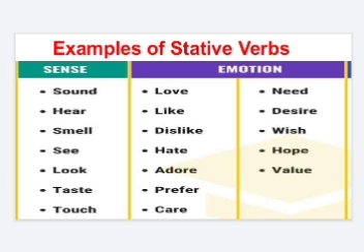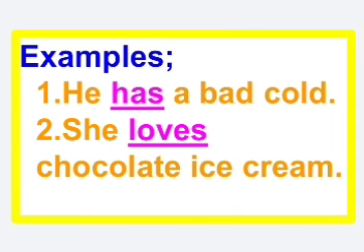While using the senses, what are the words you can see? Sound, hear, smell, see, look, taste, touch. Now let's see the emotion stative verbs: love, like, dislike, hate, adore, prefer, care, need, desire, wish, hope, value. These are all examples of stative verbs.